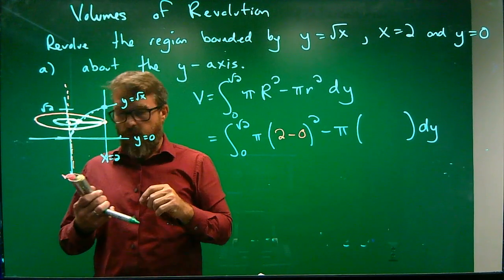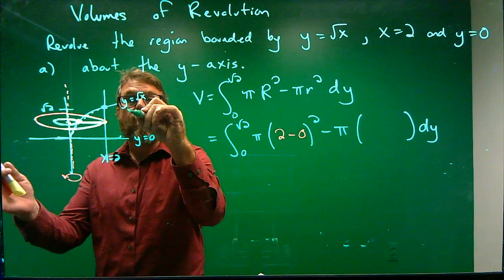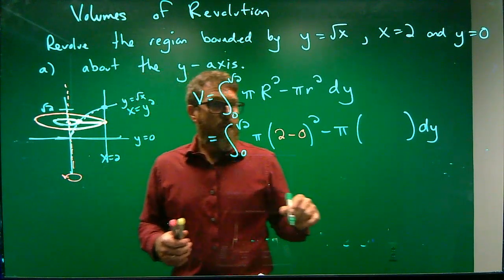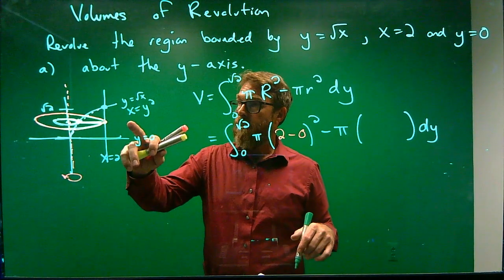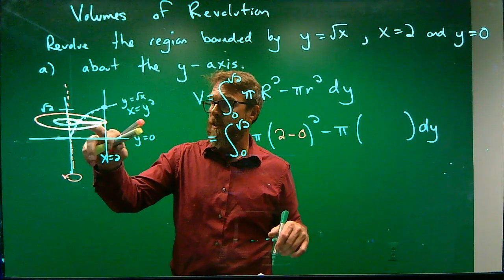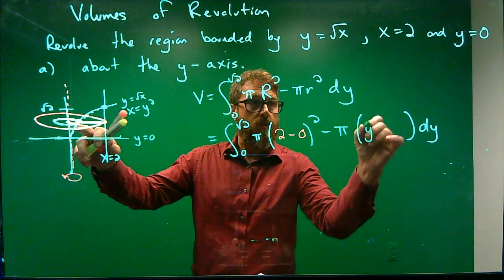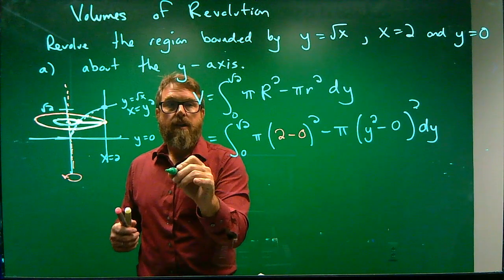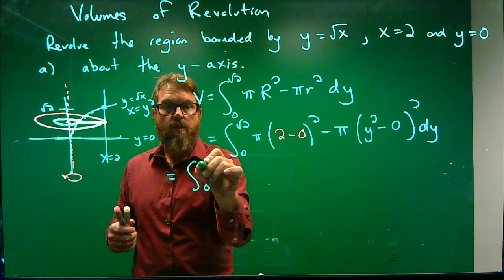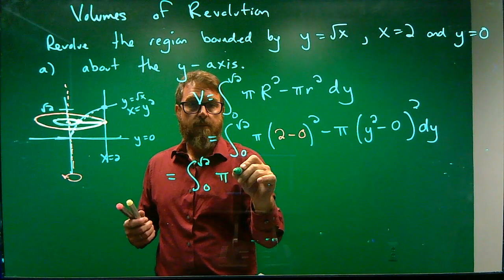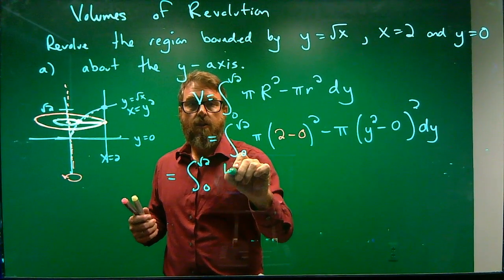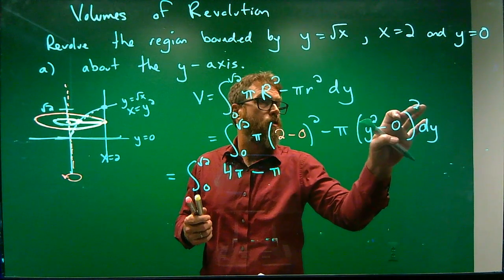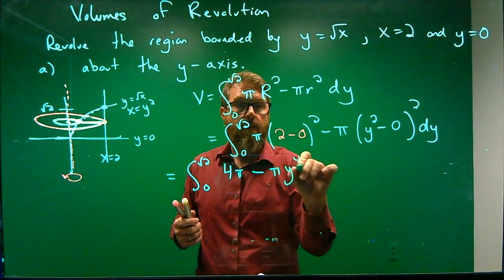So, solving this for x is going to be equal to y squared. So this curve here is going to be y squared minus a 0. So this is y squared minus its center, which is going to be 0. And this is all squared. Okay, so now simplifying this, this is going to be the integral from 0 to root 2 of pi times 4. Let's write this as 4 pi, that's what this is, 4 pi, minus pi times, well, y squared squared is going to be y to the 4th dy.